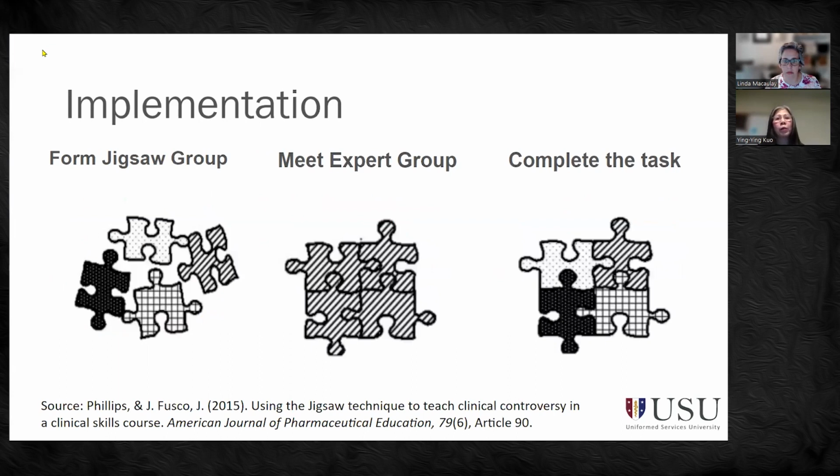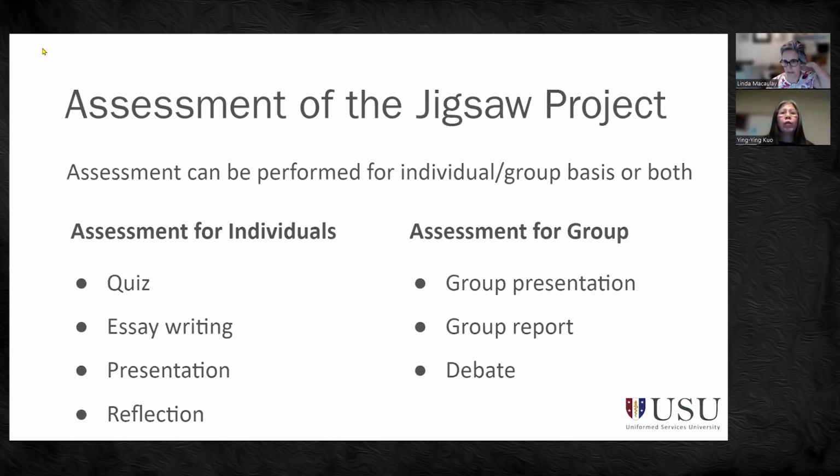The idea for this implementation is we start by forming the Jigsaw group. Students learn how to take responsibility for their roles in the Jigsaw group. Then they understand they need to be responsible for the study of a specific assigned reading for the expert group. And then they complete the task together, as when we put the puzzle pieces into the whole. So Jigsaw projects really give students the opportunity to work independently and also work together as a group.